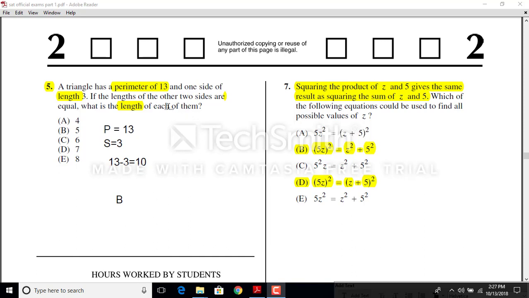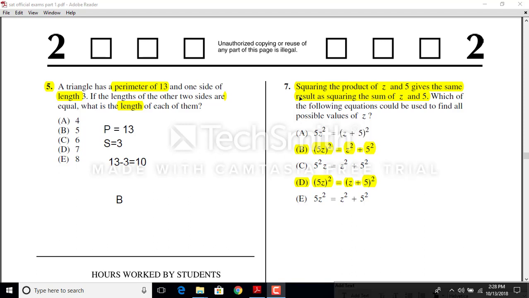Look at this information. If the lengths of the other two sides are equal to each other, what is the length of each of them? Of course, if I have two sides and they are equal, I will divide by 2. So my answer will be 5. 10 divided by 2 is 5. So B is my answer.